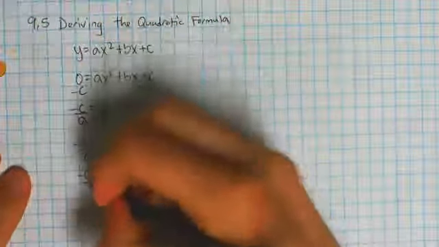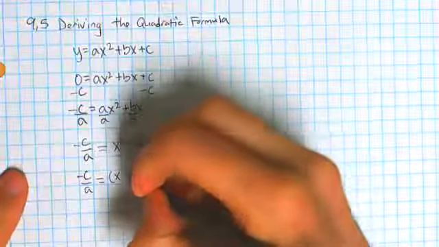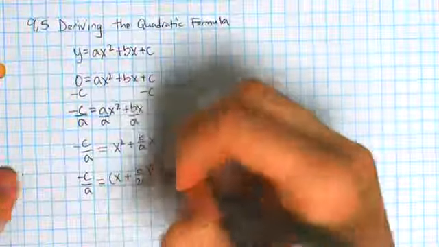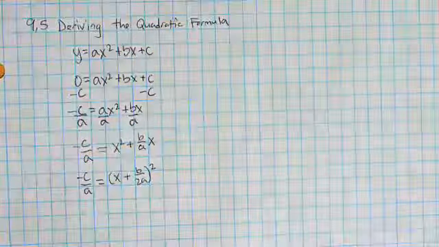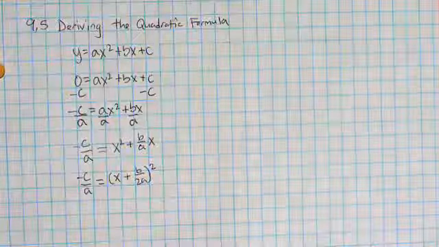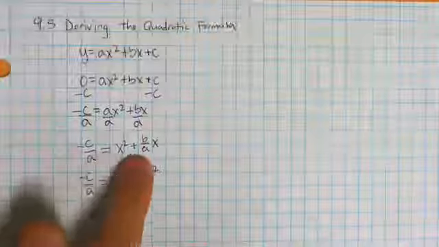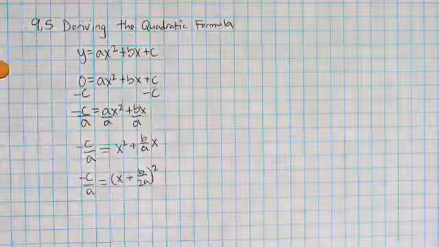So we still have our negative c over a on this side, and we're going to rewrite this. So we're going to take x, and then we're going to add b over 2a, and we're going to square that. So this is the completed square, and this is how we go from having an x squared and an x term into only having a single x term, which allows us to solve this. But unfortunately, by converting this up here into this thing down here, we're actually introducing an extraneous element.